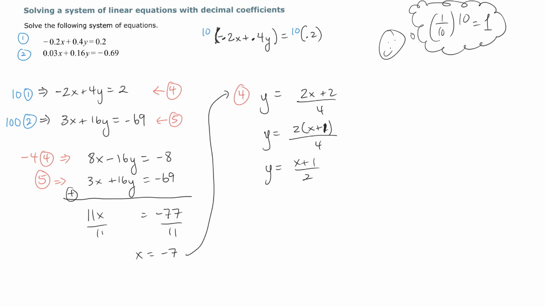X is negative 7, so if you plug in x to be negative 7, that is negative 3. Negative 6 divided by 2 is simply negative 3. So we have a set consisting of a unique solution, and that unique solution is a unique ordered pair. And so that is our solution set to the system of equations. Why don't we circle that?